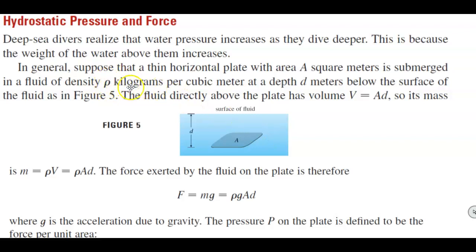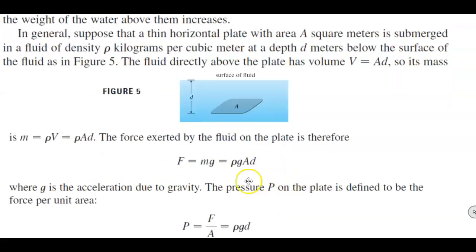at a depth d meters below the surface of the fluid, as you can see in figure 5. The fluid directly above the plate has a volume V, which is equal to A times D. So its mass is M, which is equal to rho times the volume, which is equal to rho times A times D. Now the force exerted by the fluid on the plate is therefore the following.